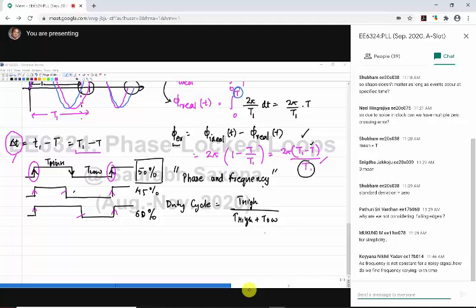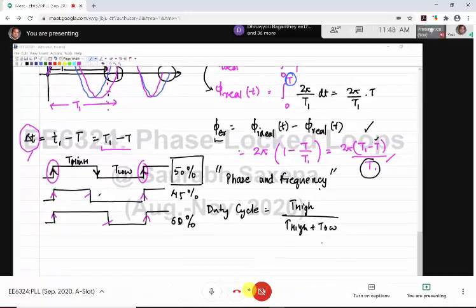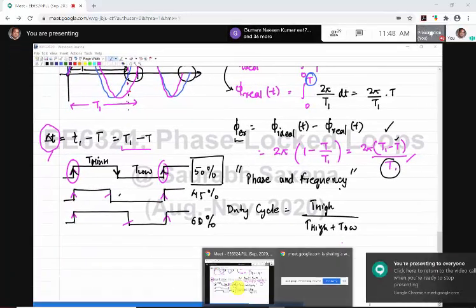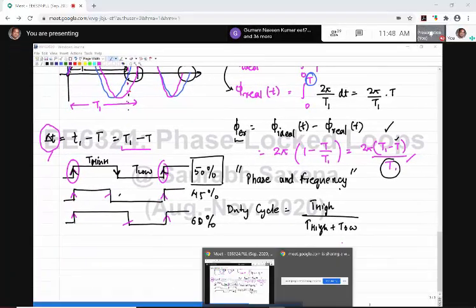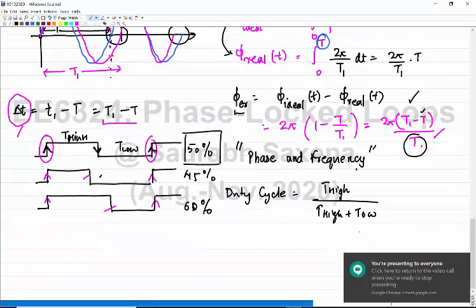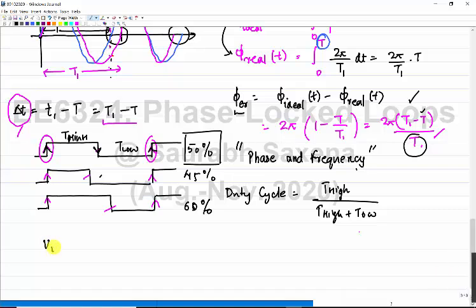I have another question. As frequency is not constant for a noisy signal, how do we find frequency with respect to time? Oh, good. So let me ask you, I have a signal V, which is A times sine of omega t, and I tell you that this omega is not fixed. So now how are you going to find the frequency?